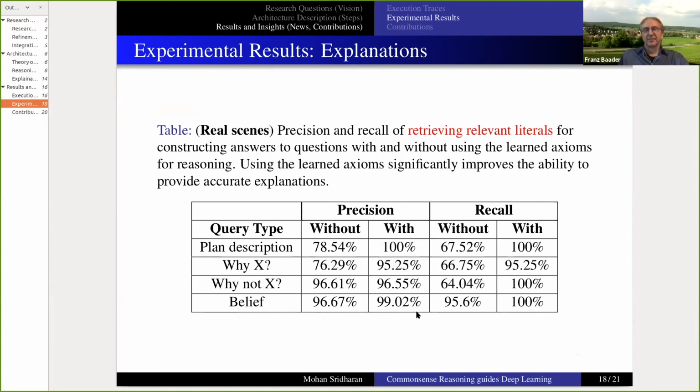So I'm just going to run through this one thing here to show that because it is a system that does reasoning and learning together, it is able to improve over time. If you look at these standard precision and recall metrics, here we are trying to see if I am retrieving the relevant literals to come up with a useful answer, where the ground truth is provided by a human. Without these axioms that it has learned over time, it has a poor value, but over time it quickly ramps up and gets to a really high accuracy.